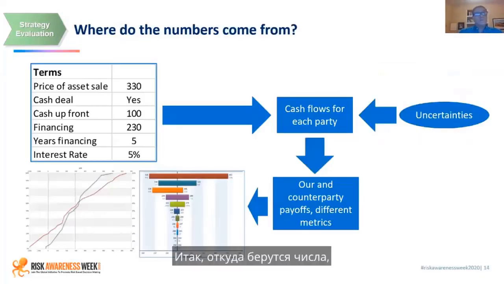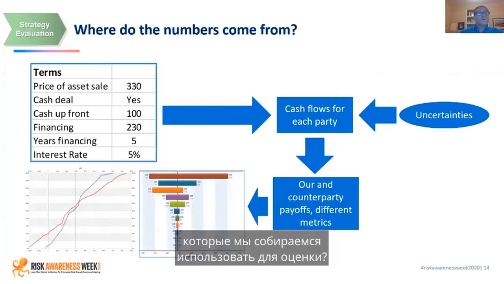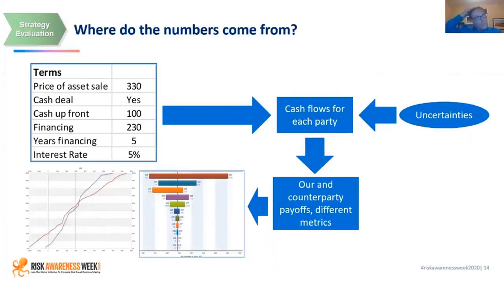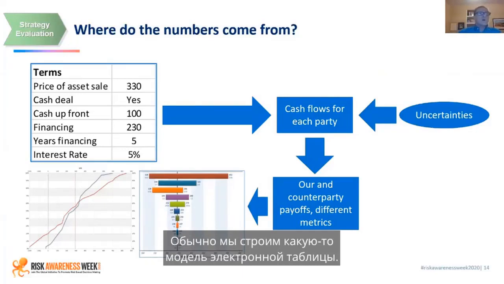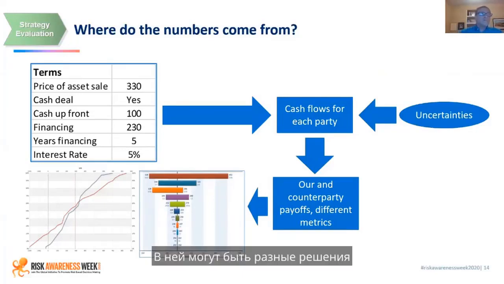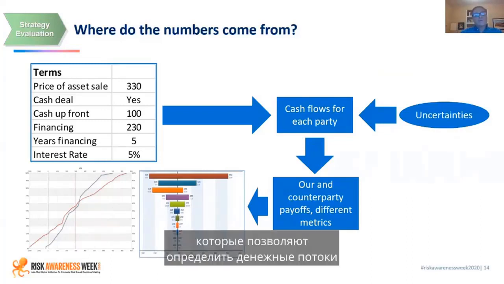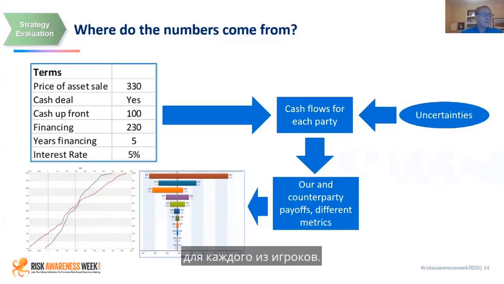Now, where do the numbers come from that we're going to use for the evaluation? We usually are building a spreadsheet model of some sort. It may have various decisions in it. It might, by each of the players, have deal terms such as are shown in the example here. And out of those, we then use those to help determine what the cash flows are for each of the players. So effectively, we're building a model not just from our own perspective, but from the other player's perspective as well.